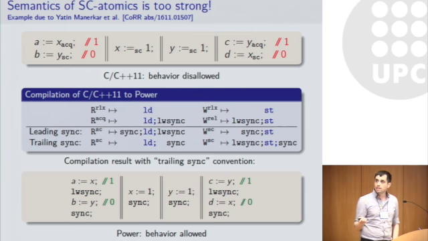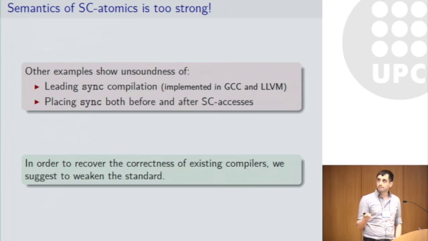And just having the lightweight sync is not enough to disallow this behavior, because Power is a non-multi-copy atomic hardware that allows this kind of behavior to appear if you don't have the sync barrier. So this is the correctness problem, and this example is due to Yatin Menarker from Princeton and his group. And they found this independently. It's a very nice, simple example. In the paper, we show other examples that also show the unsoundness of leading sync compilation. And this is the one that is actually implemented in existing compilers.